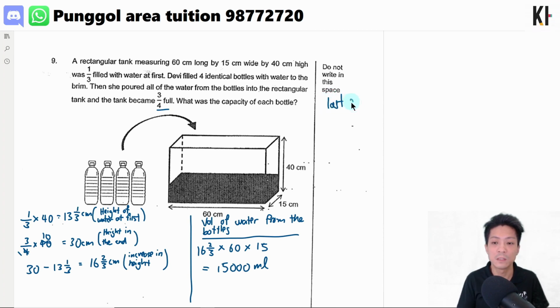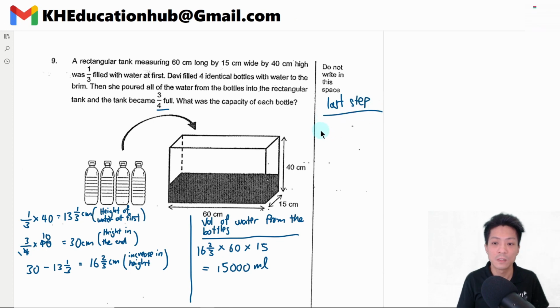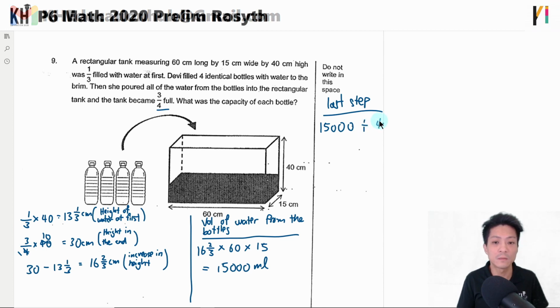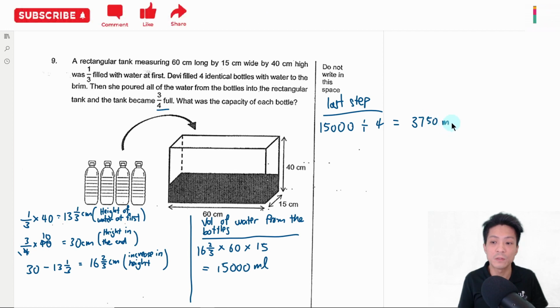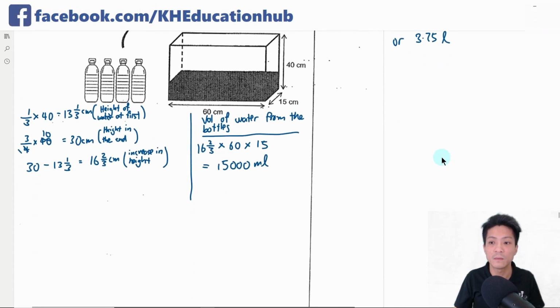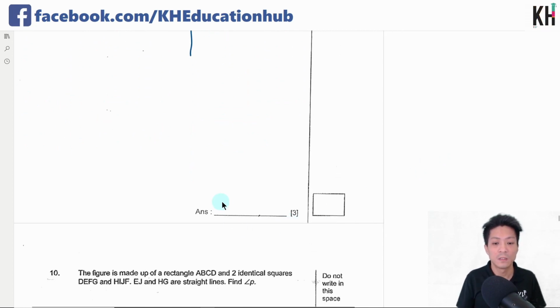And then the last step, I'm going to write it over here. The last step will be to use 15,000 divided by 4, because we want to find the capacity of each bottle. 3750 ml, or 3.75 liters. Since the question never specified anything, I'm going to write down 3750 ml.